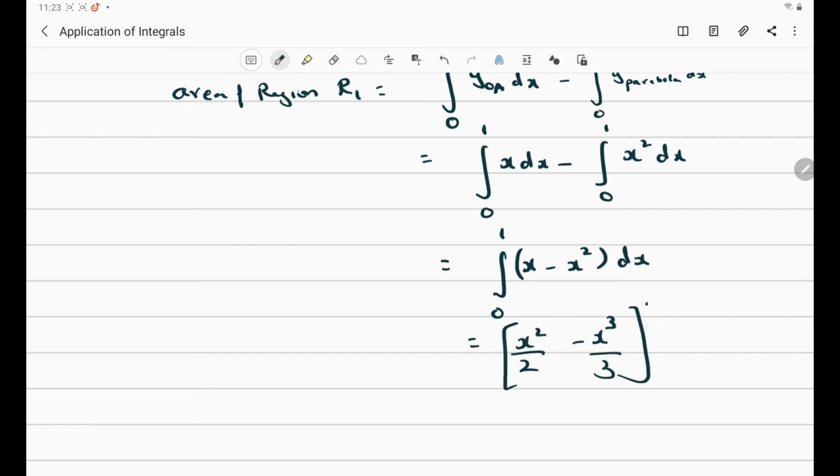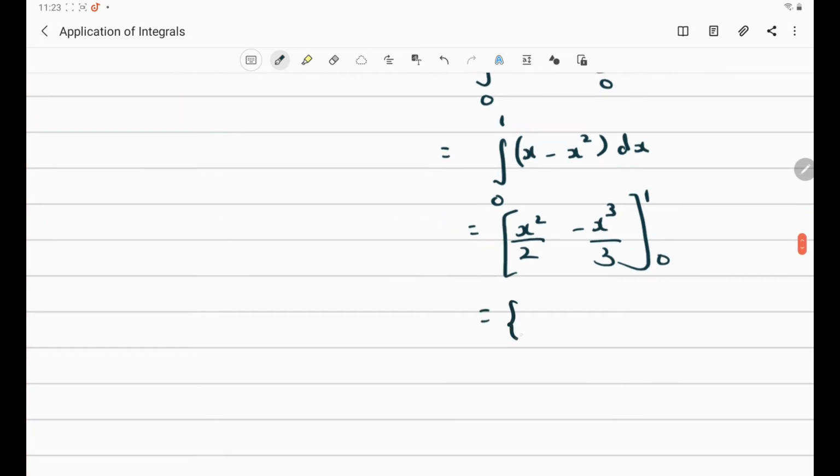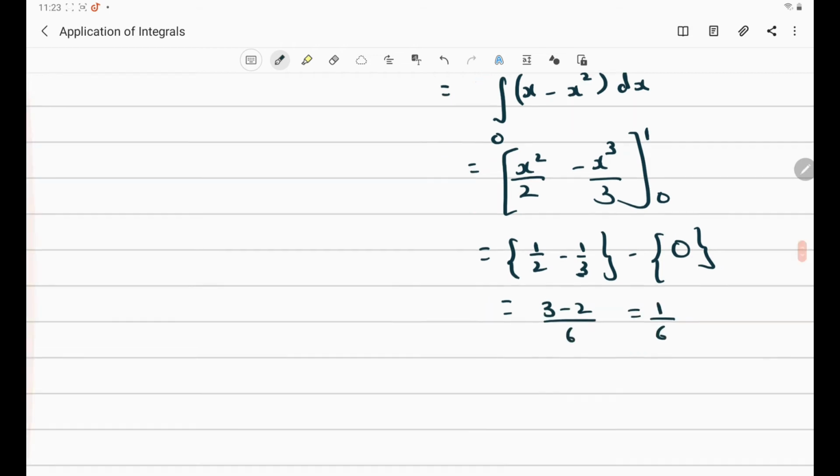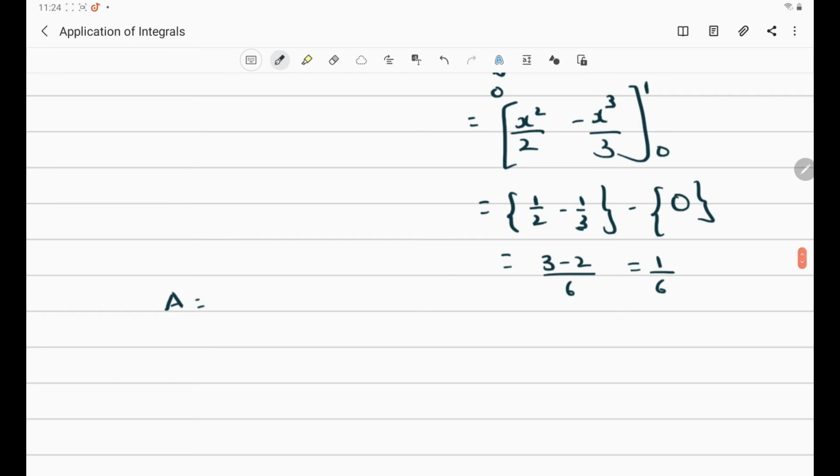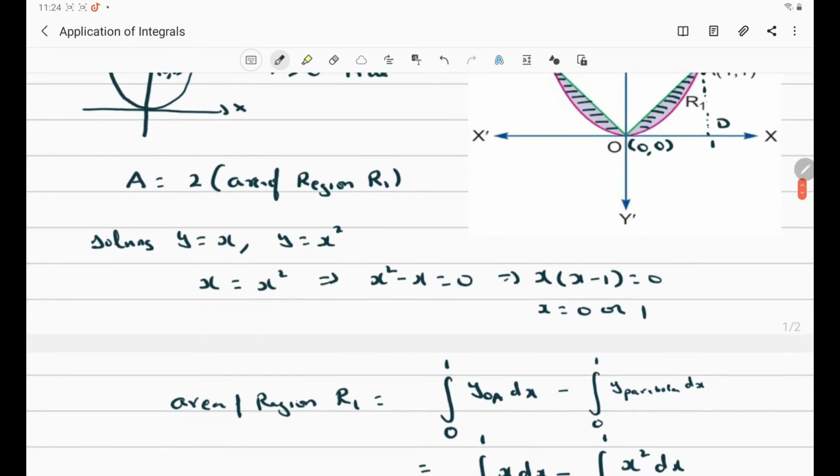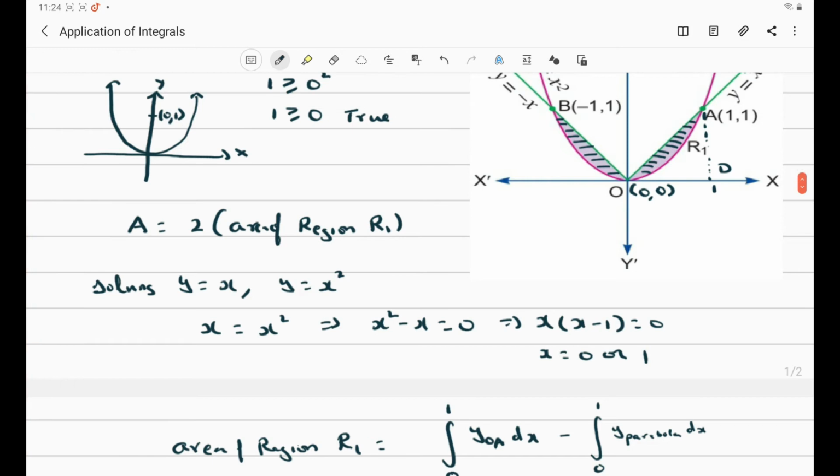So we substitute the upper limit and lower limit, and then after subtracting we get 1 by 2 minus 1 by 3, minus, substituting 0 we get 0, or we get this as 3 minus 2 by 6, or 1 by 6. Therefore, the area required, here if you observe, is twice the area of the region R1. So we have to find A, which is 2 times the area of the region R1.